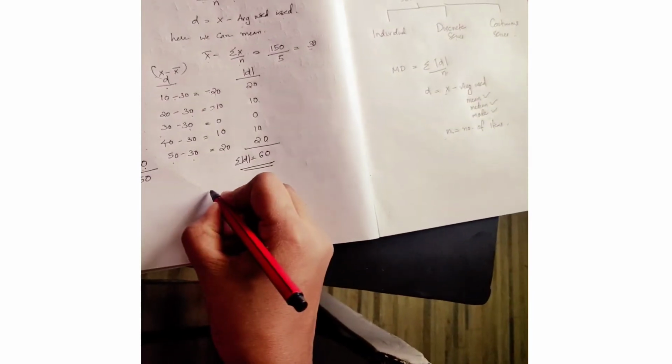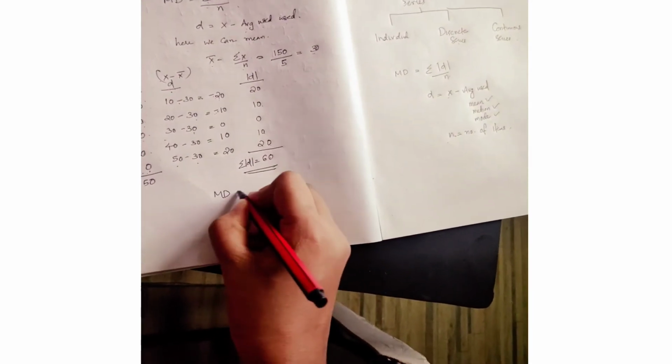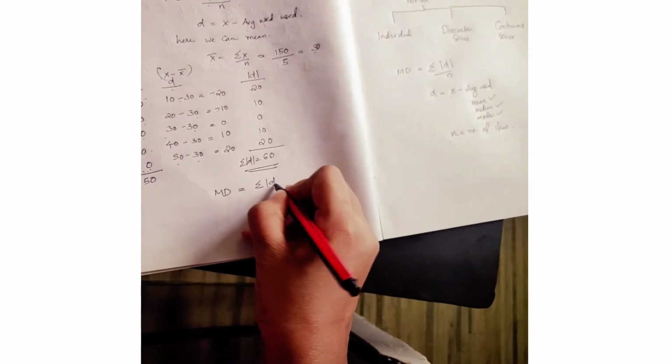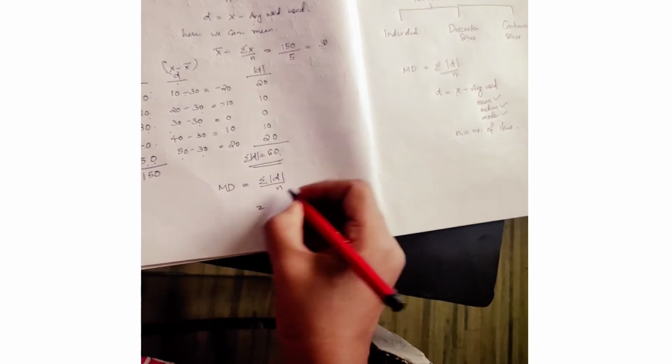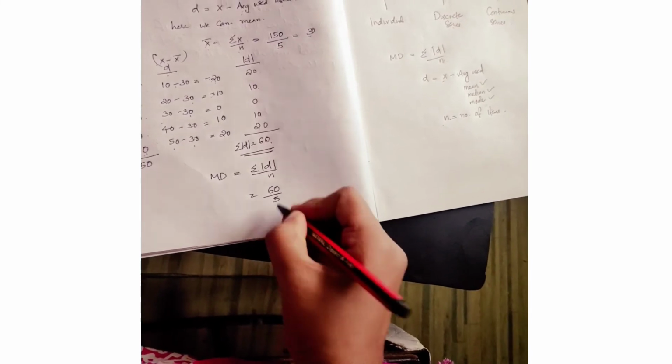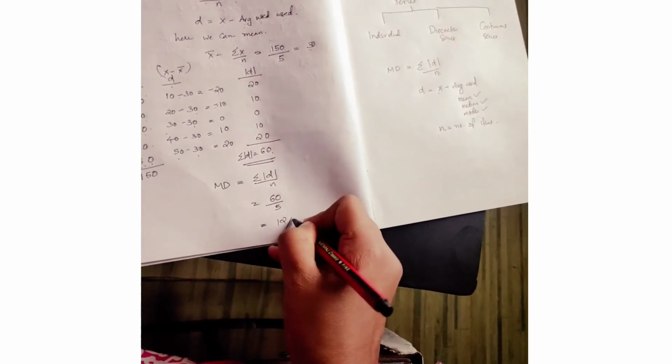Now we can directly apply the equation MD equals sigma modulus d by n. Sigma modulus d is 60, which we have already calculated, and n is the number of items. Here there are 1, 2, 3, 4, 5 items. So 60 by 5, which is equal to 12, will be the mean deviation.